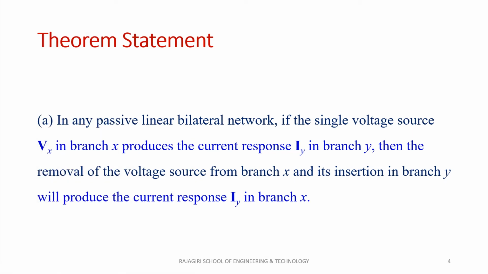The theorem consists of two parts, each a dual of the other. The first part states that in any passive linear bilateral network, if the single voltage source Vx in branch X produces a current response Iy in branch Y, then the removal of the voltage source from branch X and its insertion in branch Y will produce the current response Iy in branch X. Another way of stating the theorem is to say that the interchange of an ideal voltage source and an ideal ammeter in any passive linear bilateral circuit will not change the ammeter reading.